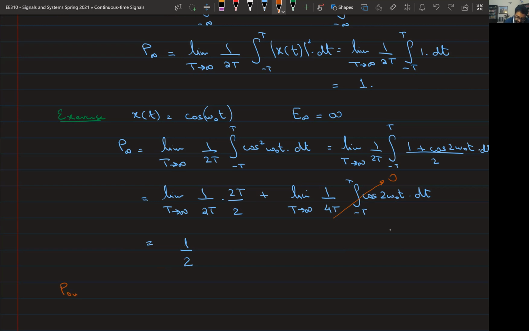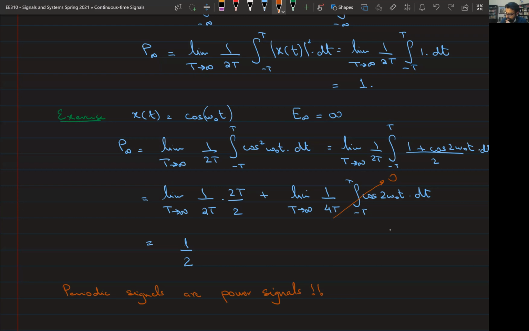Power signals, or sorry, periodic signals typically are power signals. So periodic signals are typically power signals. If you compute the power in periodic signals, that's going to turn out to be finite, but the energy is going to be infinite. The reason why the energy is going to be infinite is because they never end. I mean, they go on always.